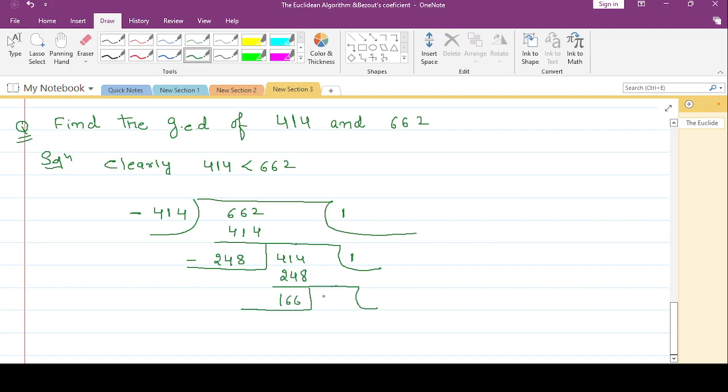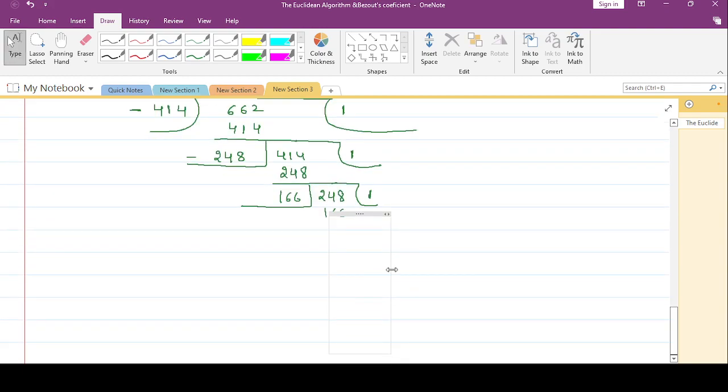Okay. Now divide 248 by 166. So 166 into 1 is 166. Okay, and what do you get here? See, on subtracting 166 from 248, we get here 82.